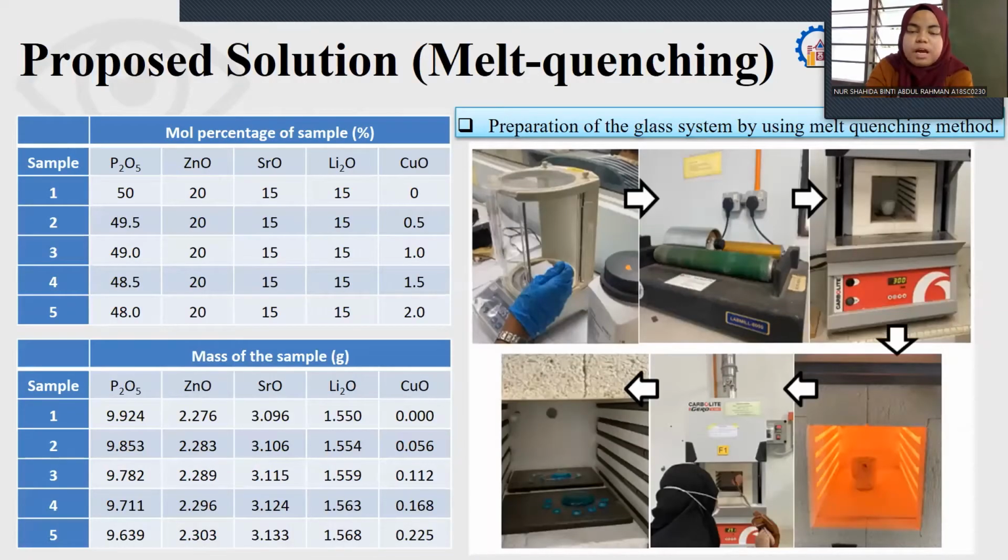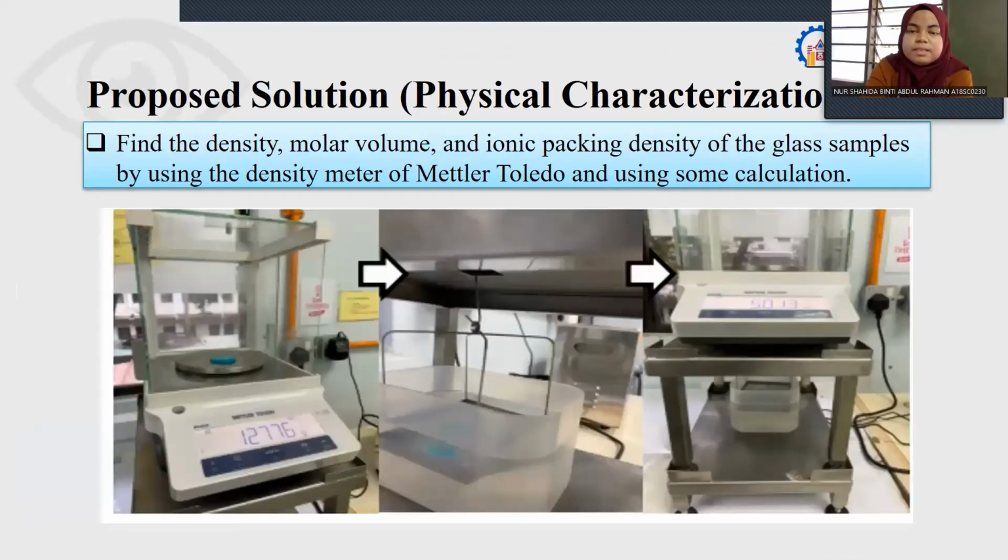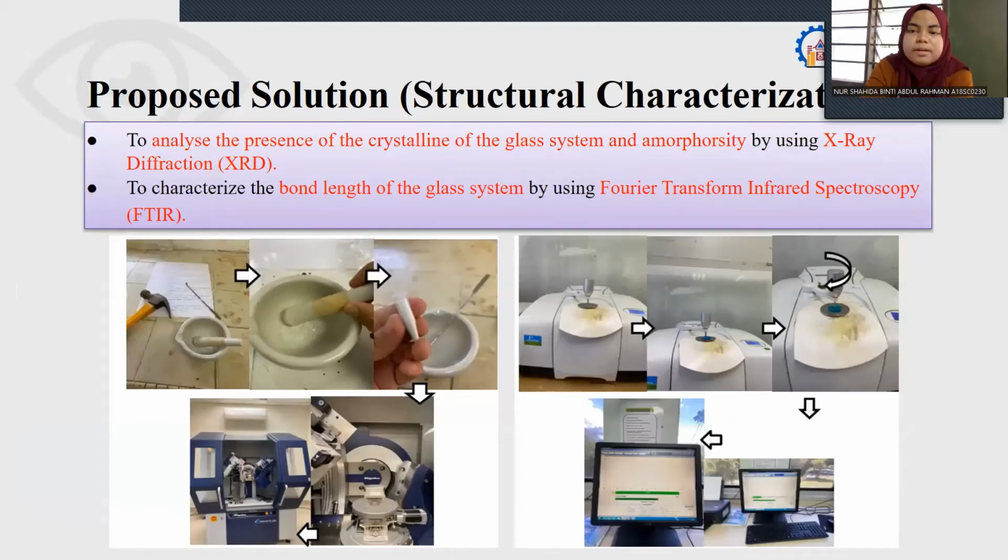The proposed solution uses the melt quenching method to prepare the glass system. We prepare the glass using the mole percentage and the mass of the sample. Next is the physical characterization, to find the density, molar volume, and ionic packing density of the glass using the Mettler-Toledo density meter. The structural characterization analyzes the presence of crystallinity and amorphousness of the glass system using XRD, and characterizes the bond length of the glass system using FTIR.